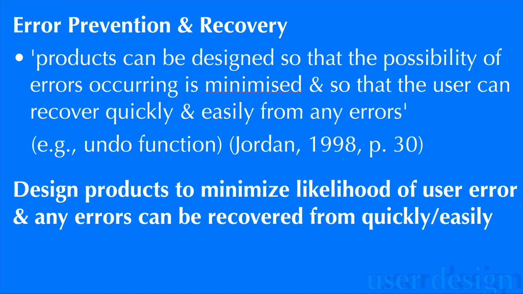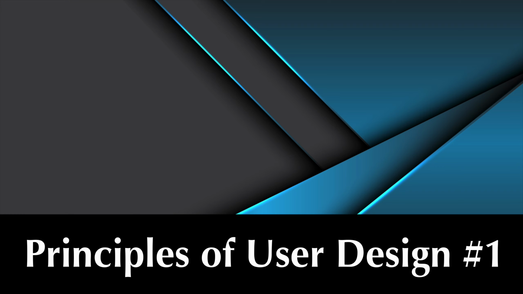For example, think of the undo function. Design products to minimize likelihood of user error, and any errors can be recovered from quickly and easily. So again, you want to make sure that there are as few errors as possible for the user, and then when they happen, invariably, that they're easy to recover from. That is principles of user design number 1.